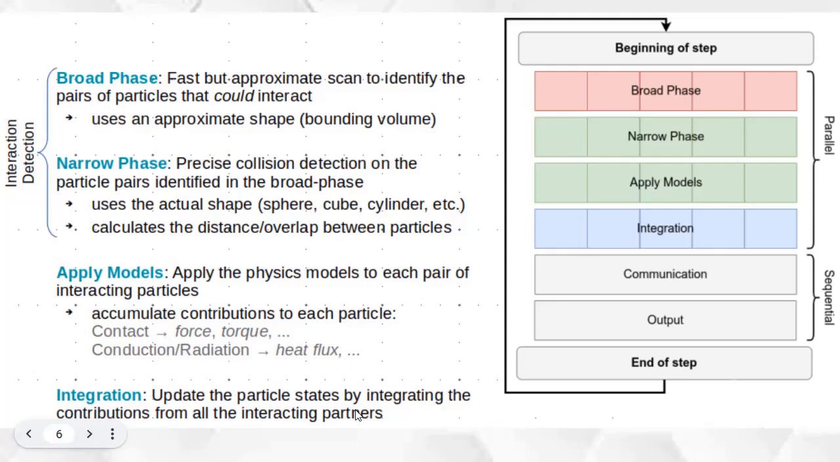Then there is the narrow phase, which performs a precise contact detection using the actual shape of the particle, and then calculates the actual distance between these. Then the applied dynamics model phase solves the dynamic model that is defined for each particle, like impact, bonding, rolling, and it also calculates the contribution of the interaction to each particle involved.